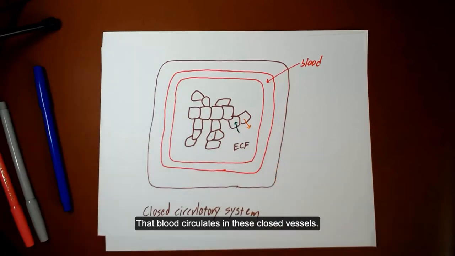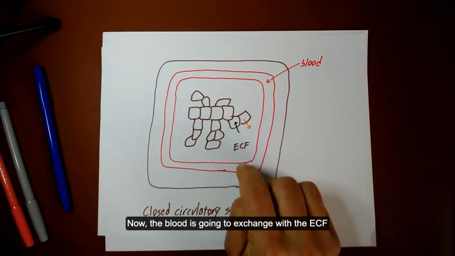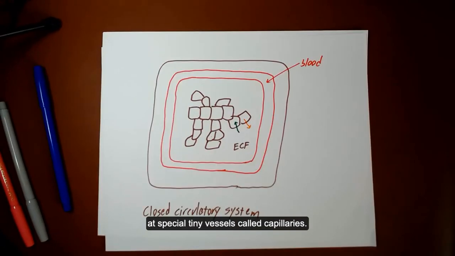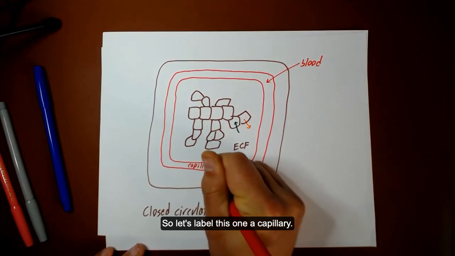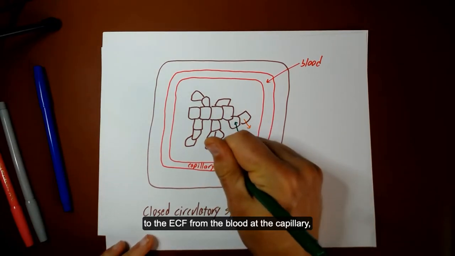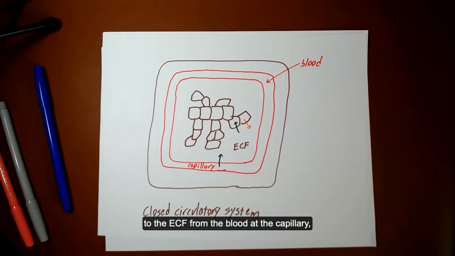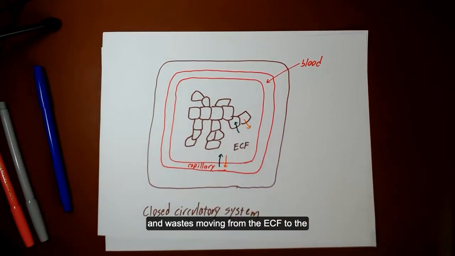That blood circulates in these closed vessels. Now, the blood is going to exchange with the ECF at special tiny vessels called capillaries. So let's label this one a capillary. And we can show nutrients moving to the ECF from the blood at the capillary, and wastes moving from the ECF to the capillary.